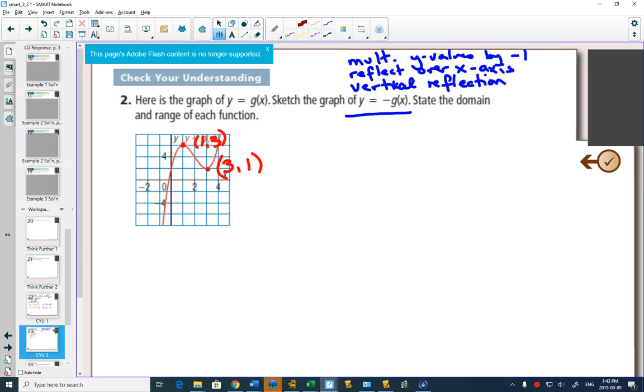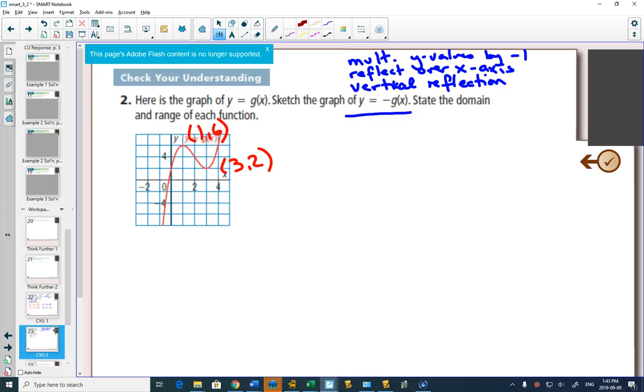But look at the scale that we're given. They're going up by 2s. So this point is actually 3, 2, and this one is 1, 6. Just because the scale is different. So you have to be careful with the scale, because sometimes they go by 1, sometimes they go by 2s. So be careful with that.